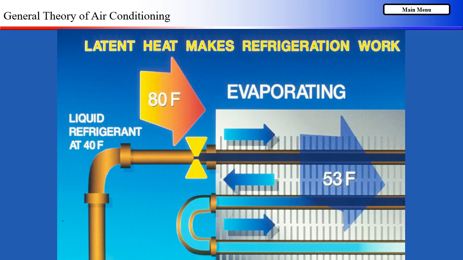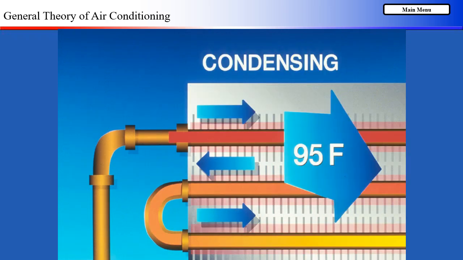The latent heat transfer process happens at a low temperature because of the nature of the refrigerant and the low pressure in this part of the system. This diagram shows how latent heat transfer is used to heat the air.